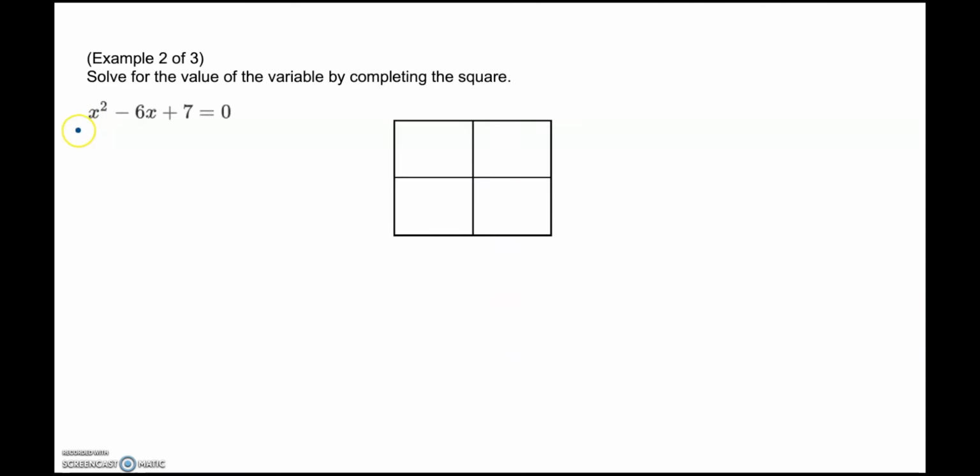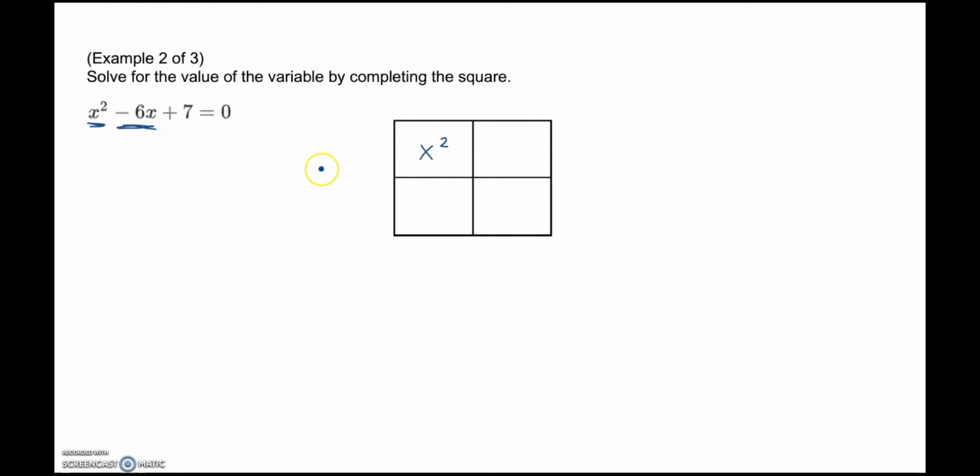In this second example of completing the square using area models, it's exactly the same as using algebra tiles minus the algebra tiles. So let's go ahead and put our x squared term into our first little box here. Okay? Now let's split up our second term, our minus 6x.